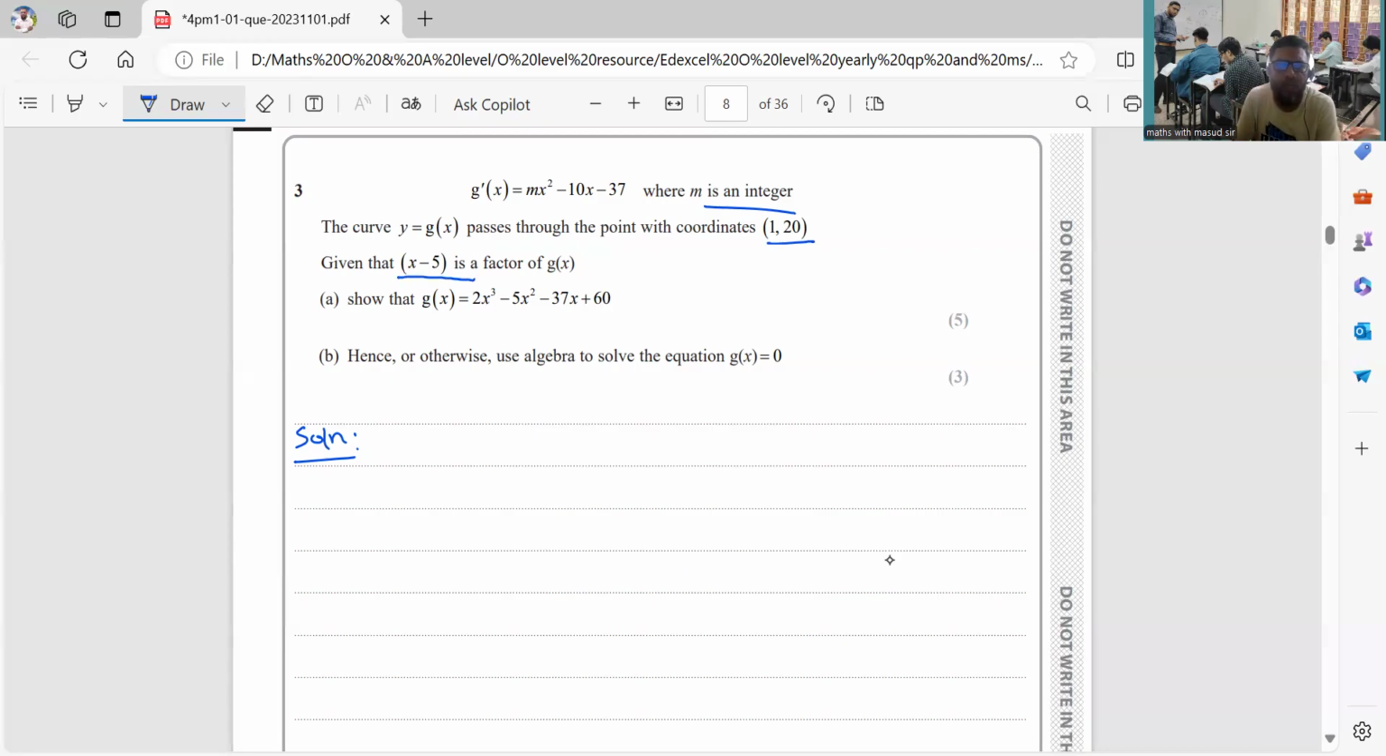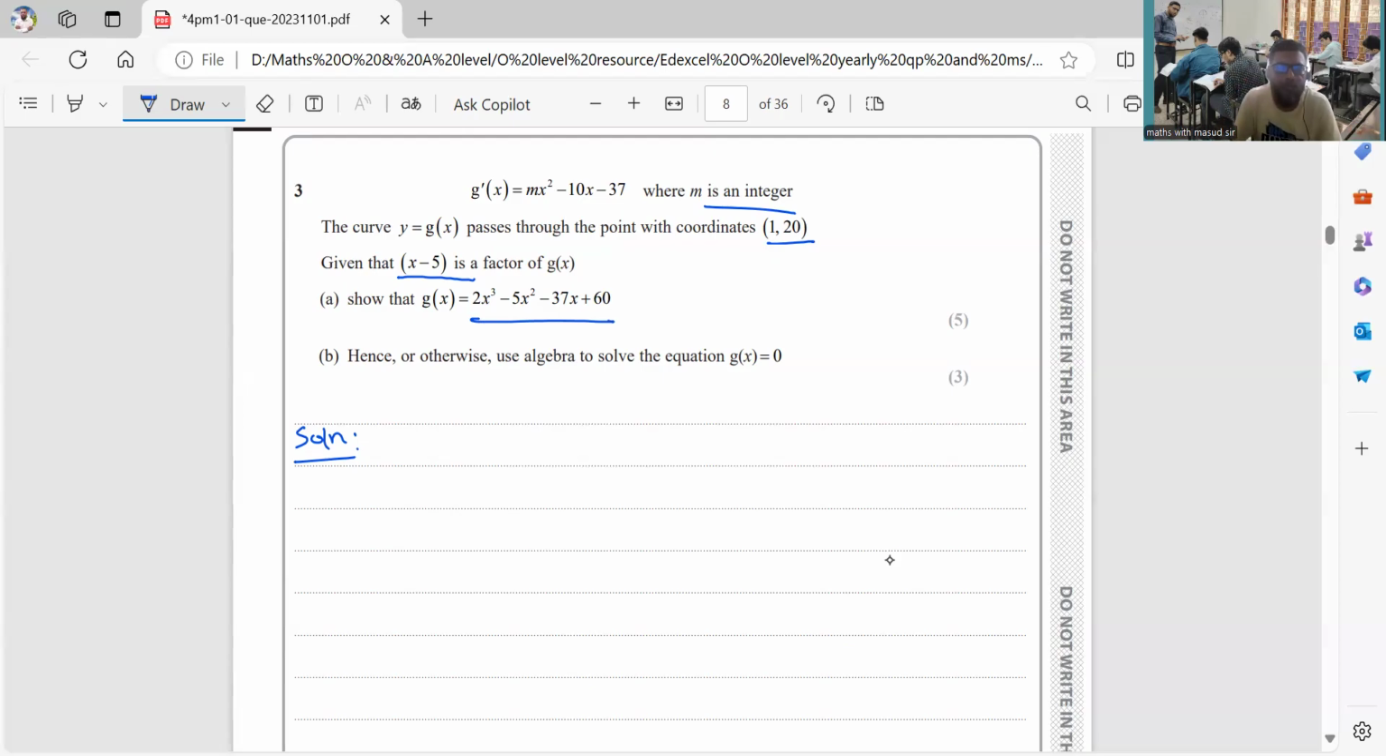One condition is the curve passes through the point. Second condition is x minus 2 is a factor of g(x). And show that g(x) equals this. The question asks you to prove it. Second question is, using algebra, solve the equation g(x) equals 0.